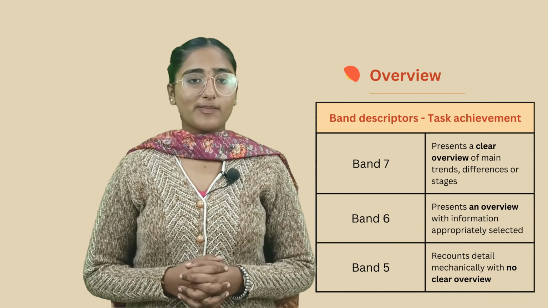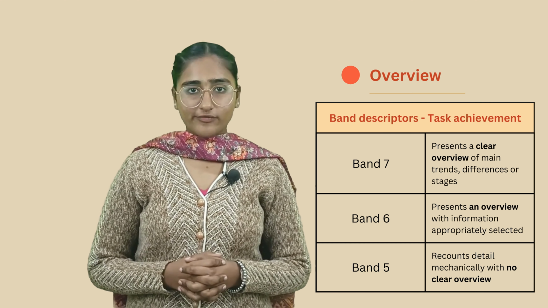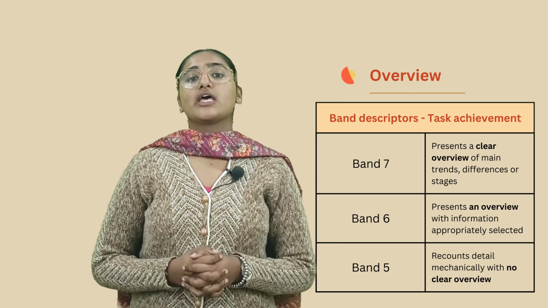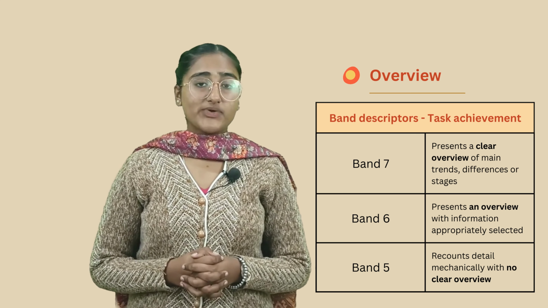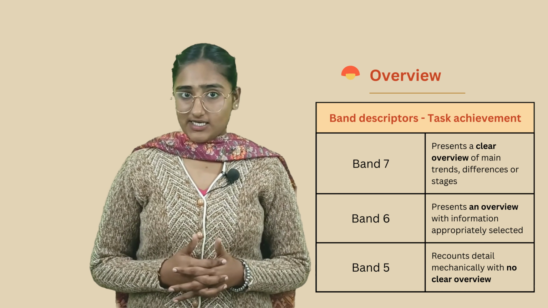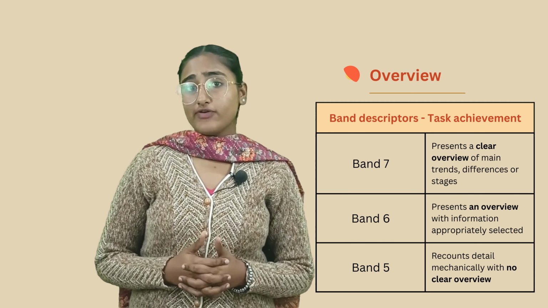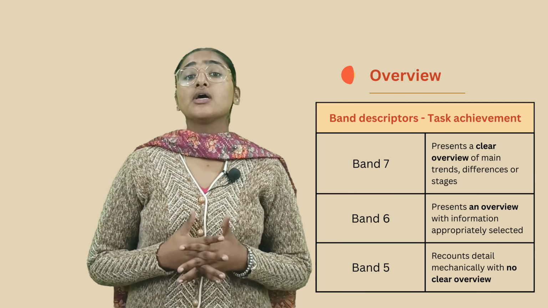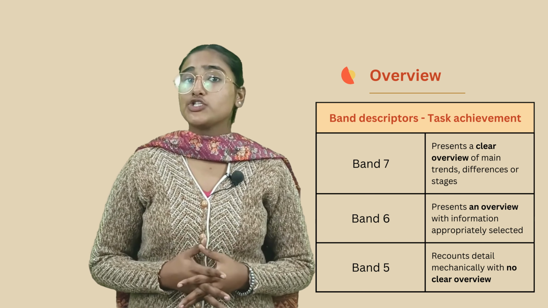A test taker with band 7 presents a clear overview with main differences, trends, or stages. A test taker with band 6 presents an overview with appropriately selected data, and the test taker with band 5 recounts data mechanically with no clear overview.